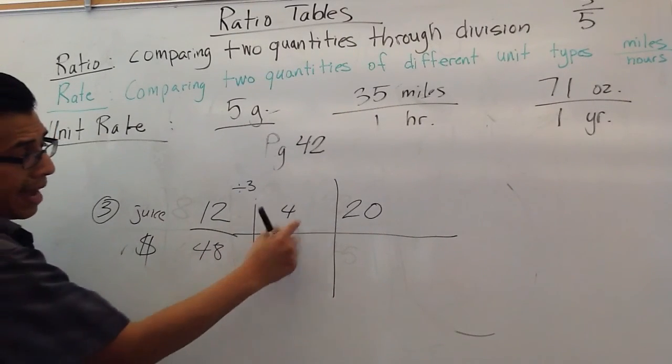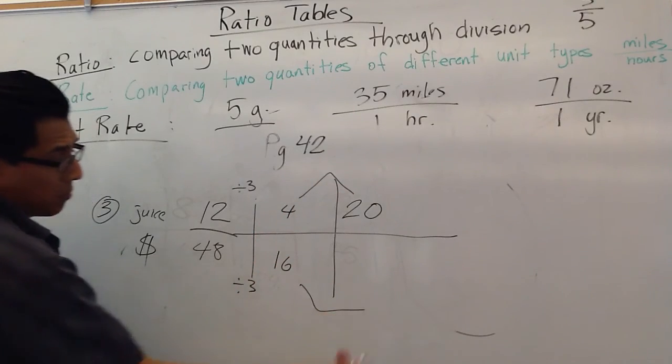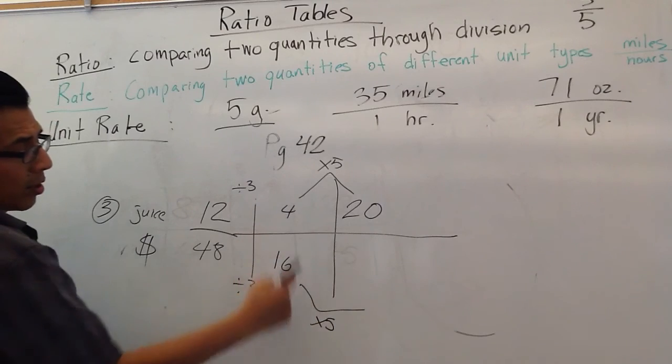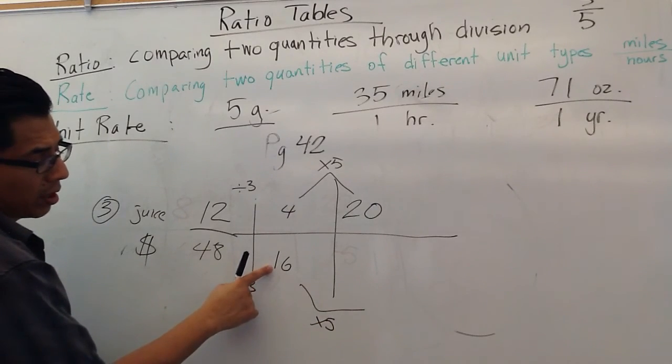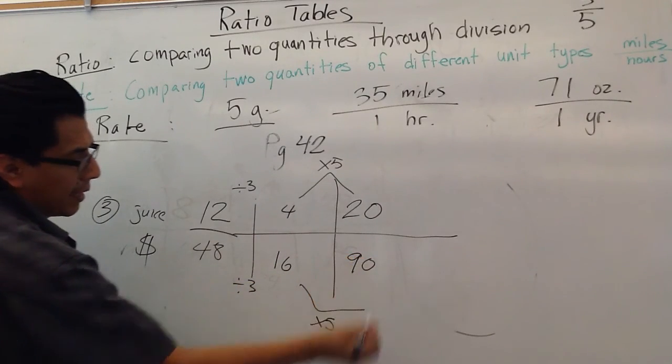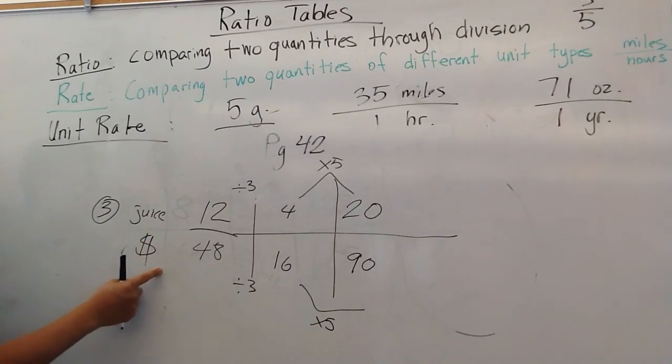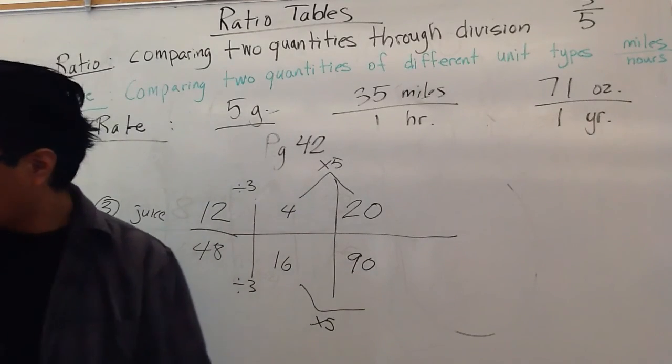16. Now, is there a pathway to get to 20? Yeah. Multiply by 5. So 5 times that is 50, plus 30 is 80. The answer is not 2090. The answer is I can get 20 packs of juice for $80. That's a lot of money. There must be like gold in there.